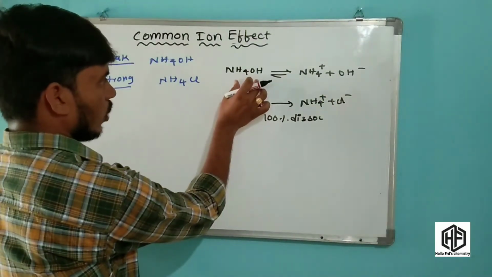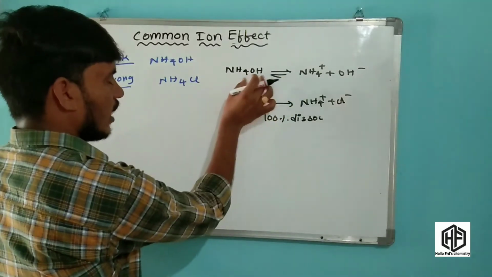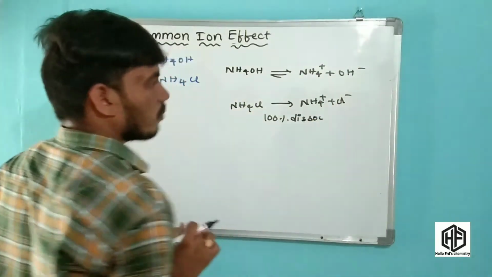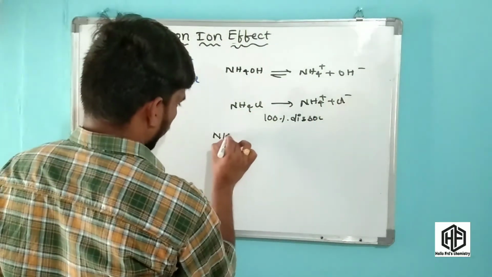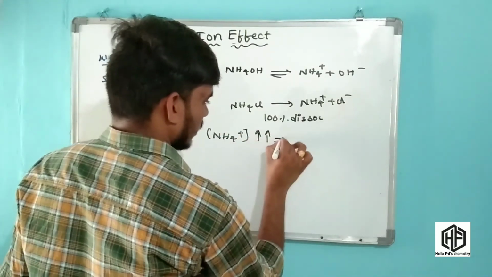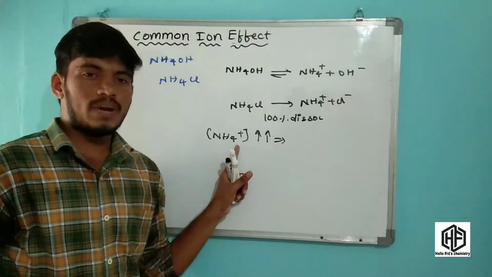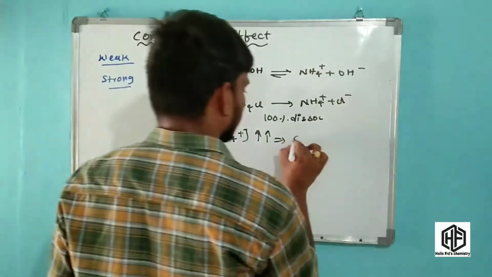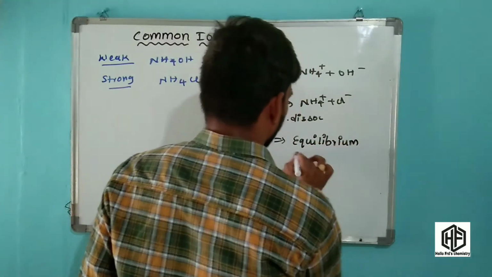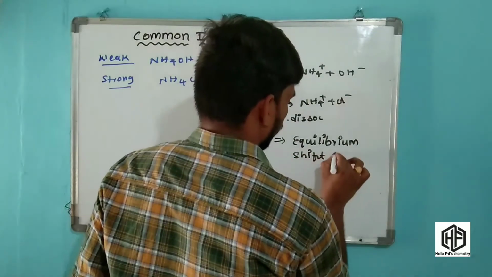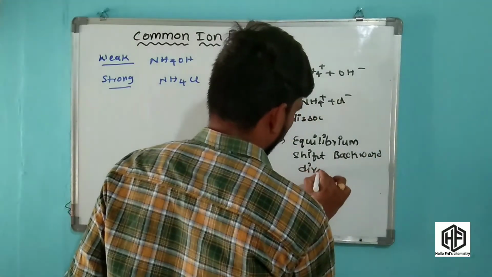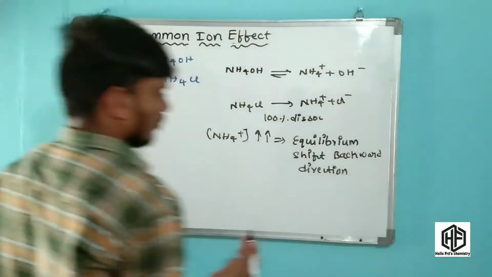NH4OH is at equilibrium. What happened there? On the addition of NH4Cl strong electrolyte solution, the NH4 plus ion concentration increases. Whenever the NH4 plus concentration increases, what happened there, friends? The equilibrium shifts in the backward direction.